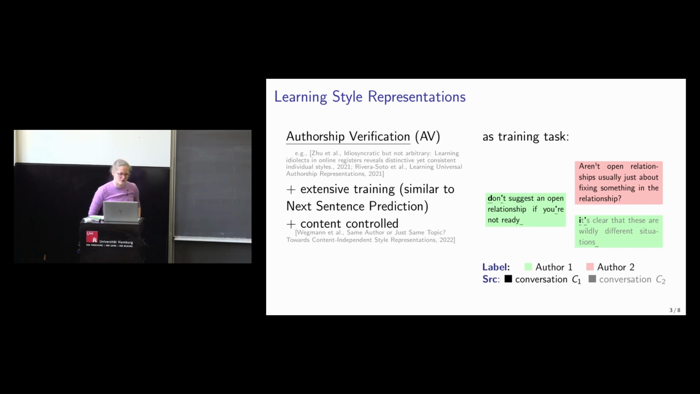You can also alter this task a bit to make it what we call content controlled. So here in this case, you already see an example of that, because the two utterances said by the different authors are just about a similar topic, right, which makes it harder for humans as well as for neural networks that were trained on semantic tasks, because we tend to really latch on to meaning before we look at other things.